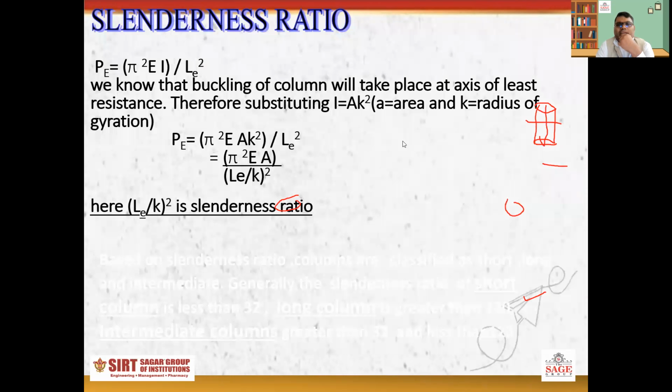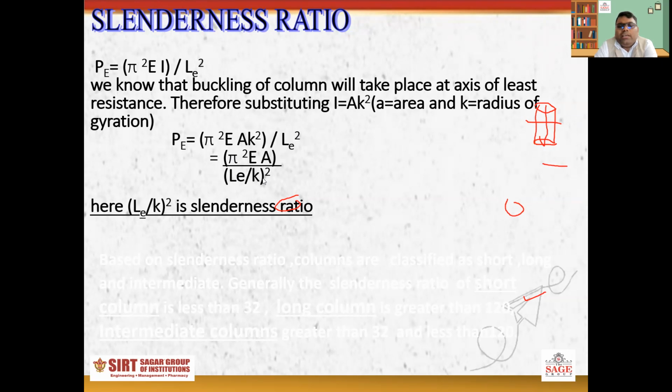So let's understand what the slenderness ratio is. This is the formula of the Euler load: P equals pi square EI upon LE square, where A is the area. It should be capital A, and K is the radius of gyration. In the coming classes, we will definitely derive the formula of Euler for different end conditions. Today you can just see this is the formula, and we can rearrange this.